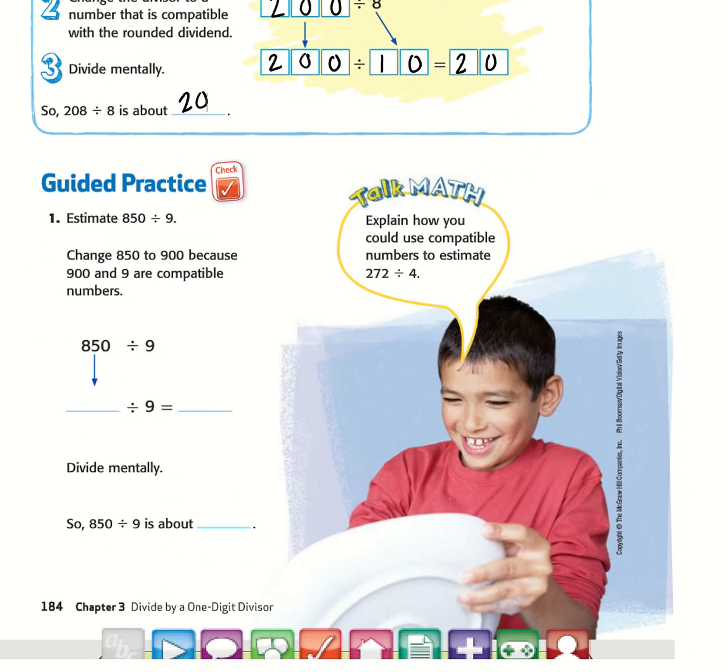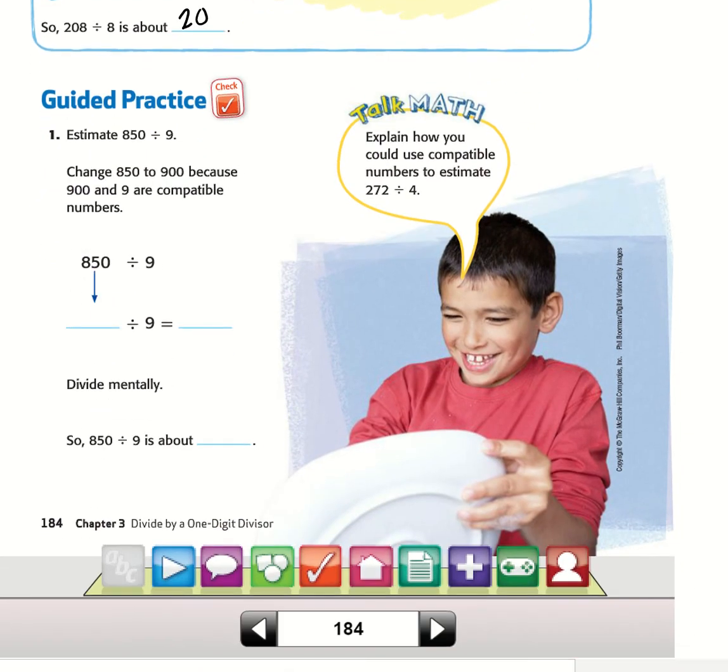So here's the guided practice. Go ahead and try the guided practice and pause the video. So it says estimate 850 divided by 9. So here it says change 850 to 900 because 9 and 900 are compatible numbers. So 850 changes to 900.